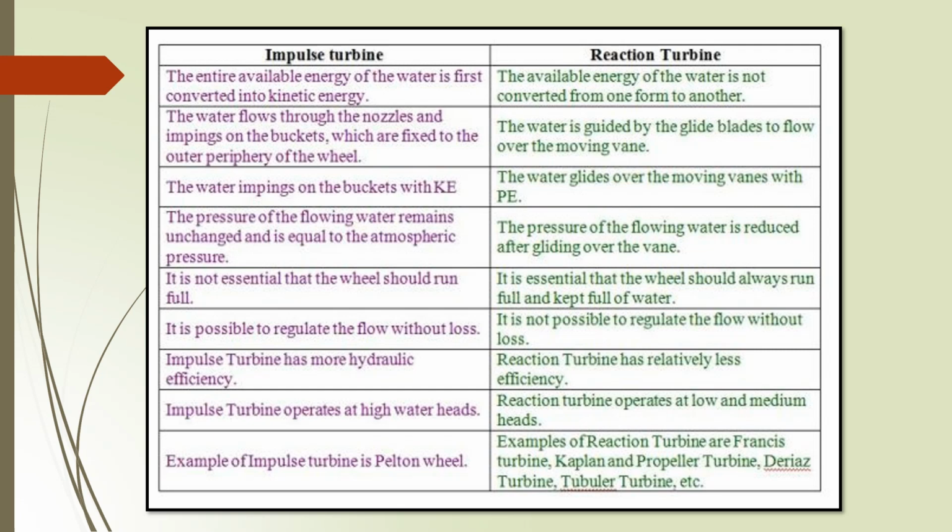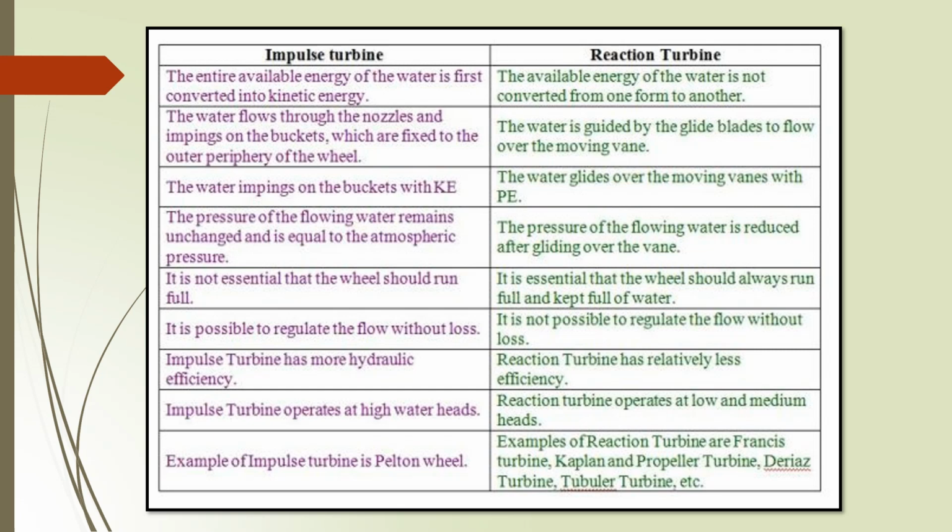The pressure of the flowing water remains unchanged and equal to atmospheric pressure in an impulse turbine. Whereas the pressure of the flowing water is reduced after gliding over the vane in a reaction turbine. In an impulse turbine, it is not essential that the wheel should run full, whereas in a reaction turbine, it is essential that the wheel should always run full and be kept full of water. It is possible to regulate the flow without loss in an impulse turbine. It is not possible to regulate the flow without loss in a reaction turbine.